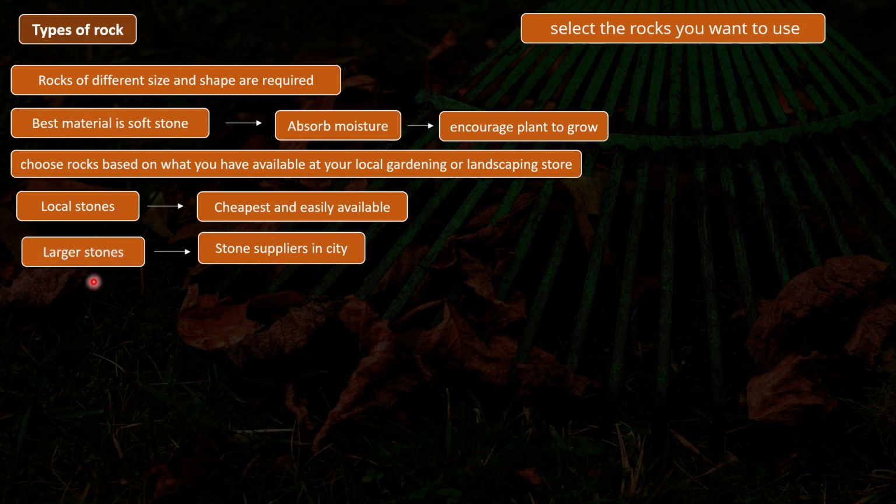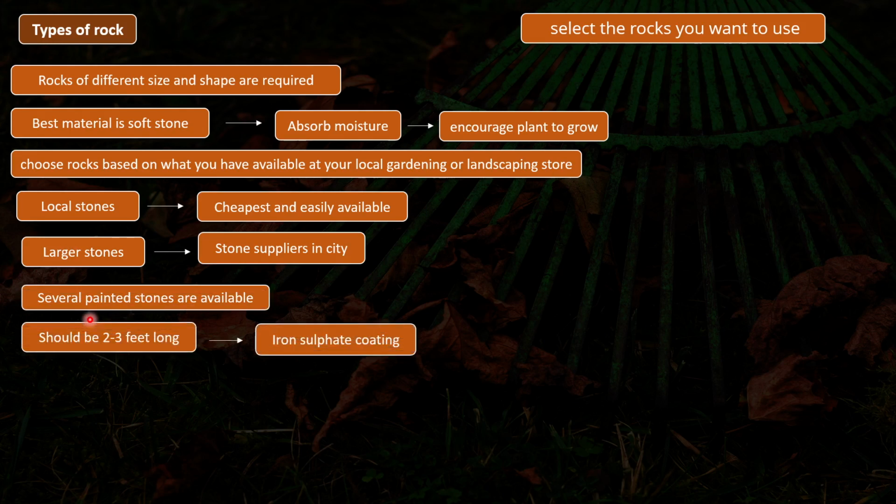Apart from that, you will also need larger stones in your rock garden. Not very large ones, but if you are going to make a really large rock garden, then it is important that you get larger stones. Those can be supplied by the stone suppliers in the city. In your city there might be many stone suppliers. Contact them, go there and find out the stones that you want. Also, several painted stones are available, so those can also be utilized. The paint is usually an iron sulfate coating.